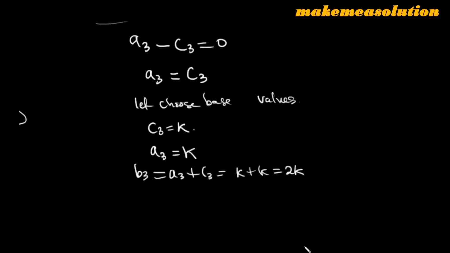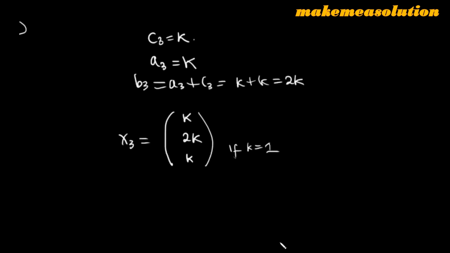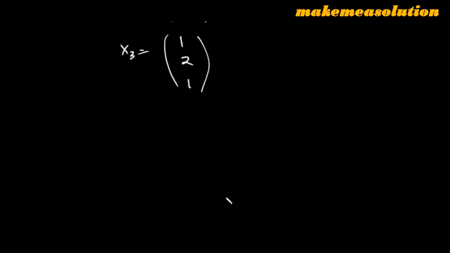With this, I have gotten a base vector for V3, for my X3, which is corresponding to A3, B3, and C3. My A3 is K, my B3 is 2K, and my C3 is also K. If K is an arbitrary constant and we make K 1, then we can have the simplest base vector for x3 to be 1, 2, 1. Is that okay? So we have the final eigenvector here. I hope you understood.